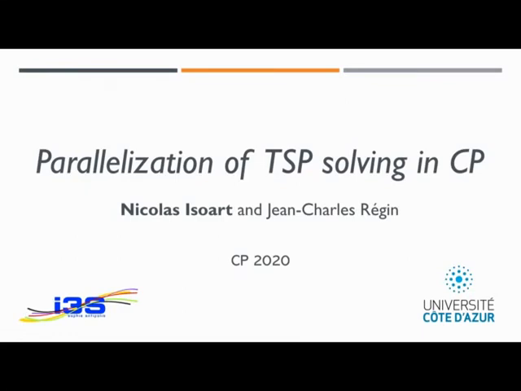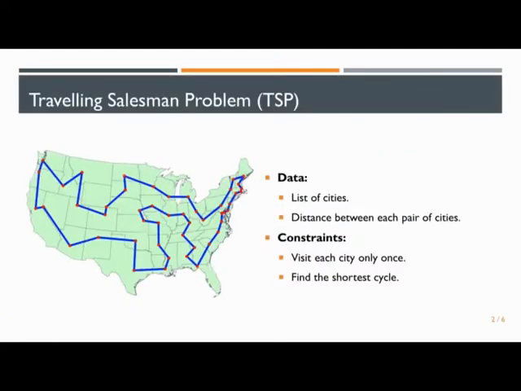Hello everyone, I'm Nicolas Isoart and I will talk about the work done with Jean-Charles Régin on the parallelization of the TSP solving in CP. The traveling salesman problem asks, given a list of cities and the distance between each pair of cities, to solve it under 2 constraints. The first is to visit each city only once. The second is to find the shortest cycle.